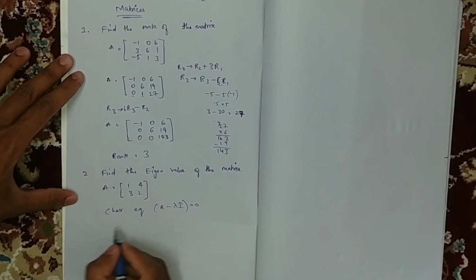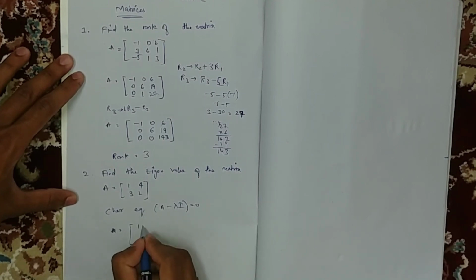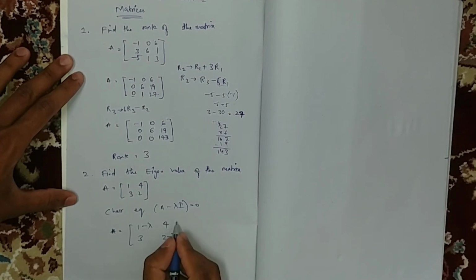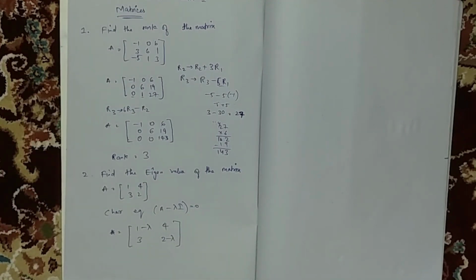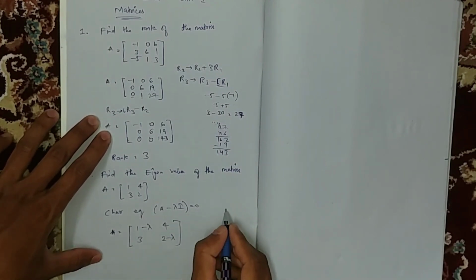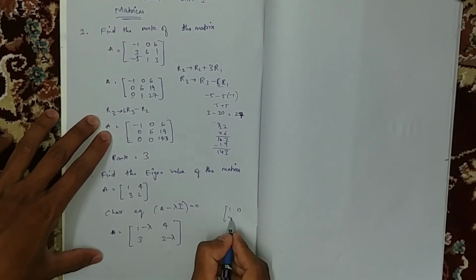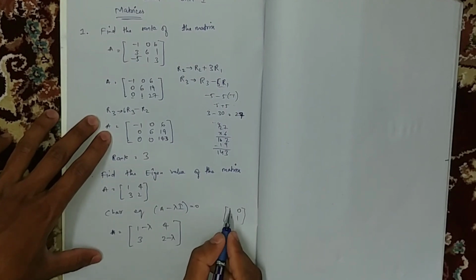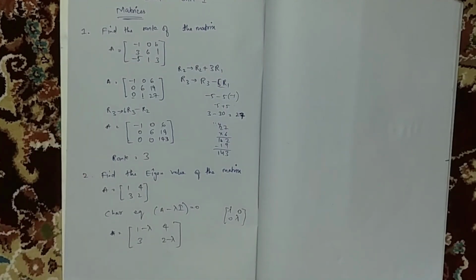So to find the eigenvalue, you need to use the characteristic equation, that is A minus lambda I is equal to 0. So A minus lambda I becomes 1 minus lambda, 4, 3, 2 minus lambda. As minus lambda is multiplied to the diagonal elements only, as I means 1 0 0 1. So if you multiply with lambda, it becomes lambda and this becomes lambda. Then you subtract it from A.